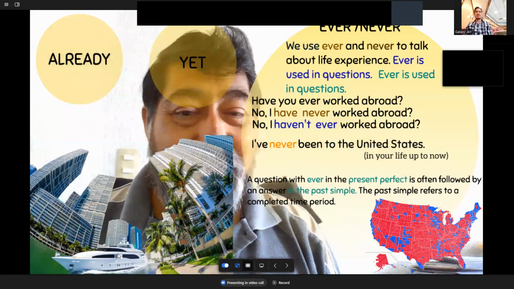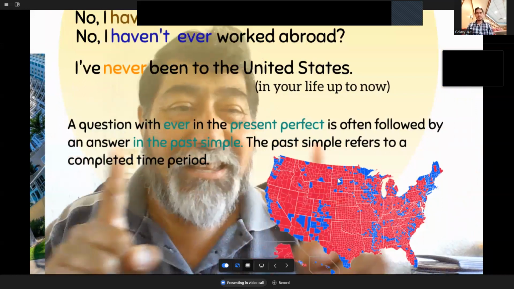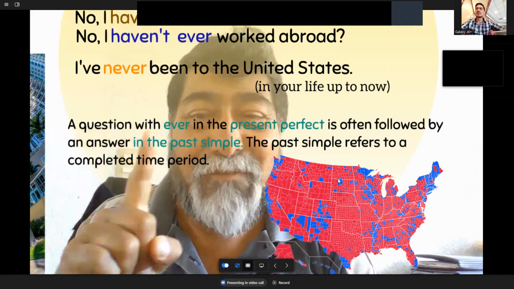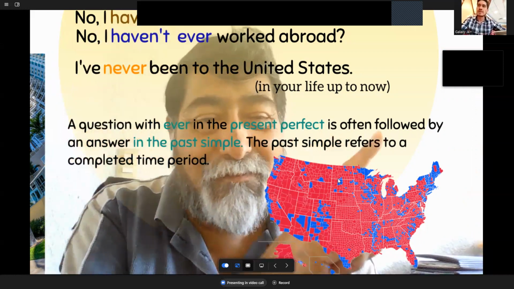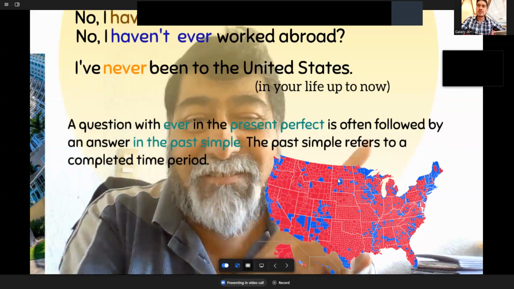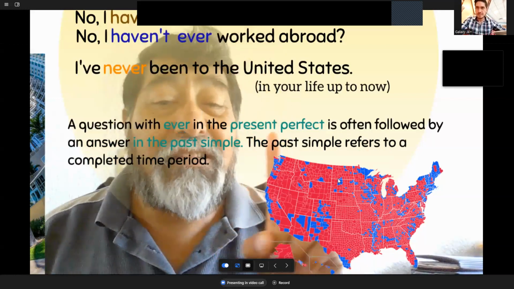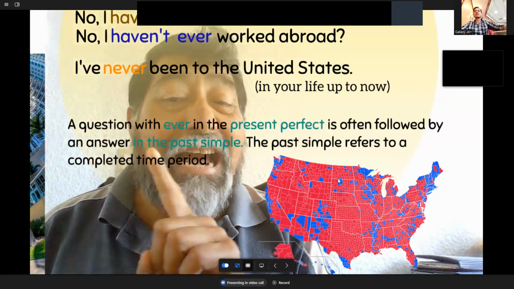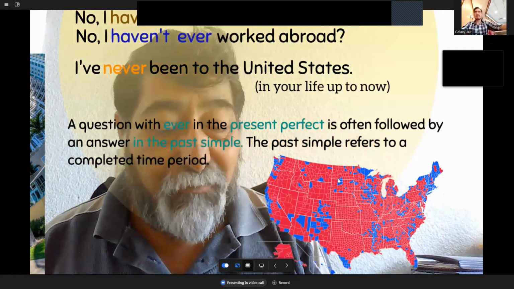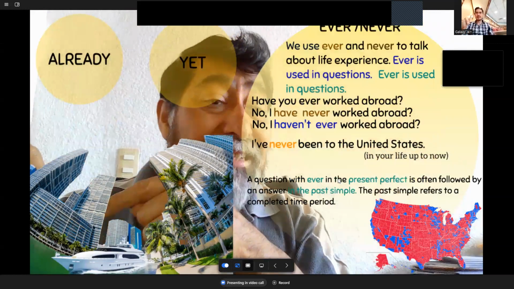So let's read this information. Can you help me reading this idea, Paul? Please. A question with ever in the present perfect is often followed by an answer in the past simple. The past simple refers to a complete time period. Okay, so notice that we can combine the present perfect with ever and the simple past form to give specific information. So this is to connect two ideas, from recent past to a past action.